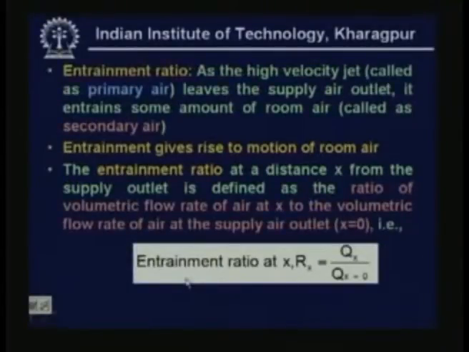Next, there is a very important concept, that is entrainment ratio. As the high velocity jet called primary air leaves the supply air outlet, it entrains some amount of room air. This is known as secondary air. As I have already explained, you supply air to the conditioned space at a high velocity and low temperature. This high velocity air, as it flows into the room, entrains some room air.